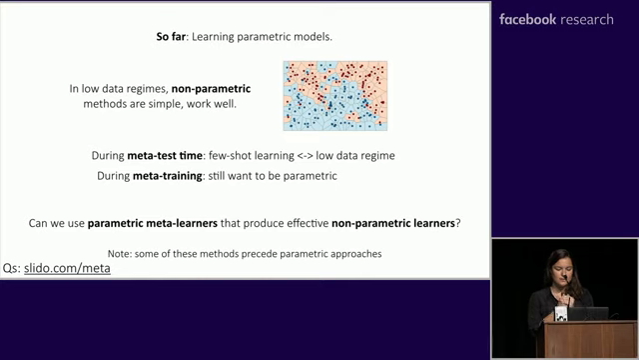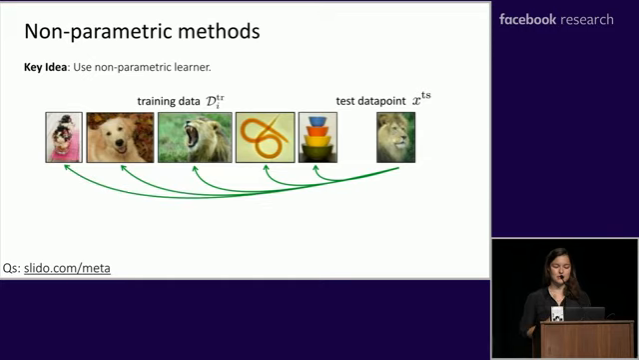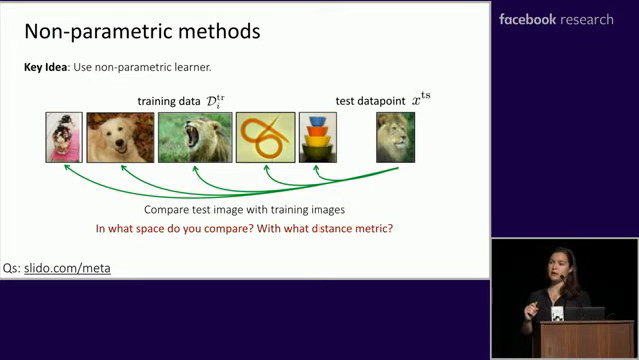Okay. And note that some of these methods that I'll be presenting do precede parametric approaches, but we're presenting them in this group setting to aid in understanding. So the key idea here is, here's a few-shot learning problem, and one very simple thing you could do is just take your test data point and compare it to each of the data points in your training data. Basically, do nearest neighbors by comparing to each of the images. This is quite a simple approach and quite valid for these types of problems. The key question is, in what space do you compare these images, and with what distance metric?